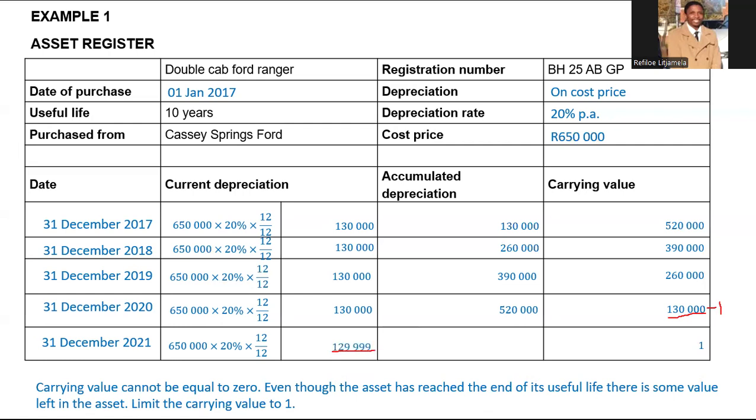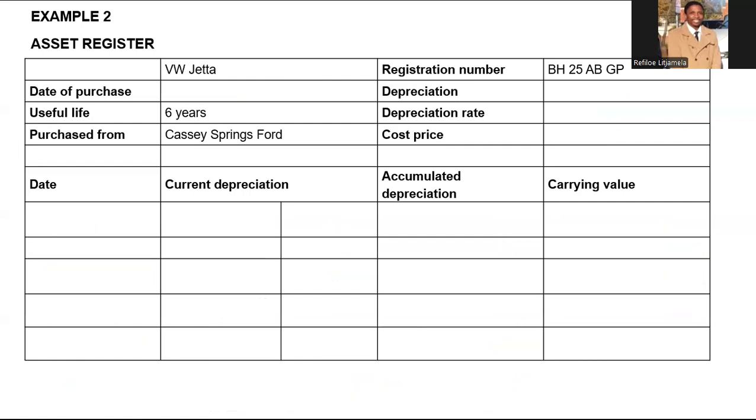Meaning that your accumulated depreciation will be that 520 plus this 129,999. It'll give us 649,999, ultimately giving us a carrying value of 1. Let's move to this one.